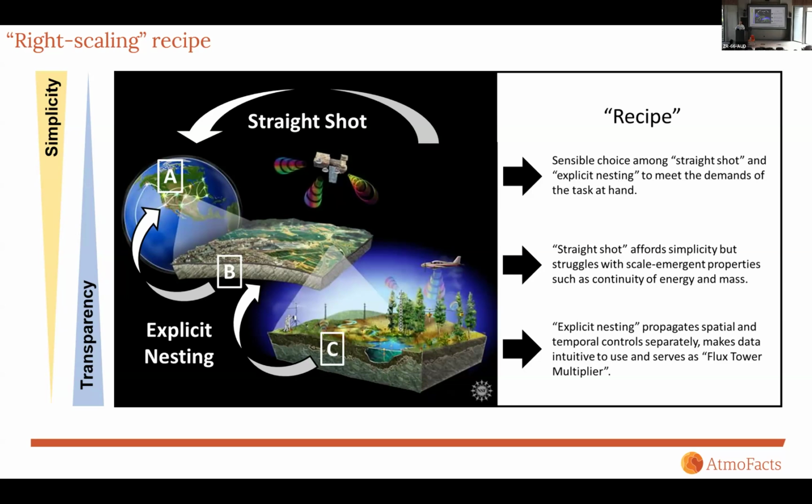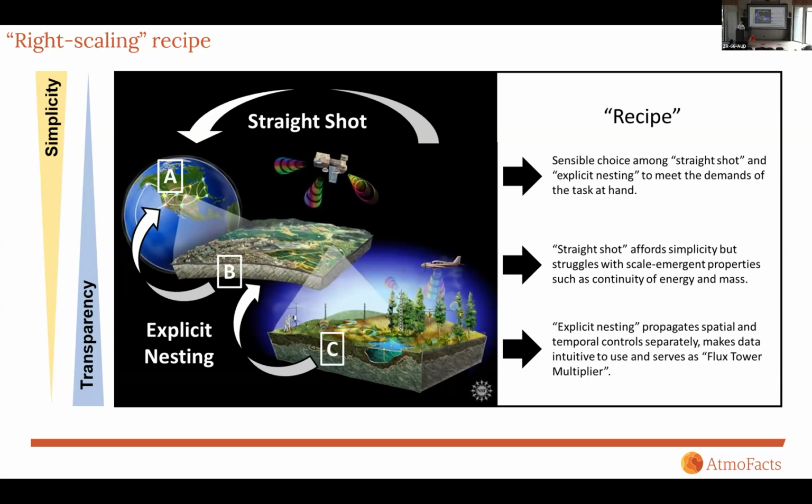However, those don't necessarily work at the ownership scale. So, you know, they're still fairly large scale rectifications. The straight shot affords simplicity, but struggles with scale emergent properties such as continuity of energy and mass. So if we actually need that for individual MRV project, measurement, reporting, verification, and others, there's ways to get there through, for example, this explicit nesting and flux spatialization we talked about, by means of propagating spatial and temporal controls separately, and thus making data more intuitive to use.